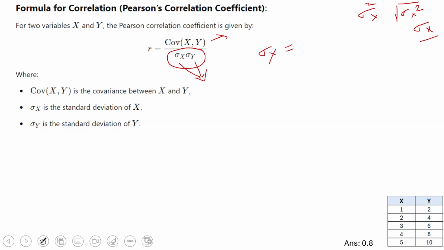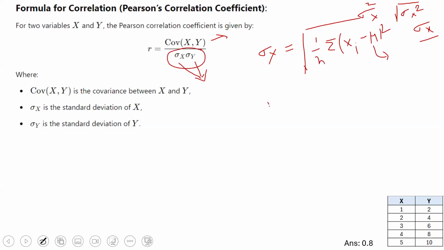How do we calculate the standard deviation along the x-axis? What is the formula for that? Square root of 1 by n, summation of (xi minus mu) whole squared. What is mu here? Mu is the mean.